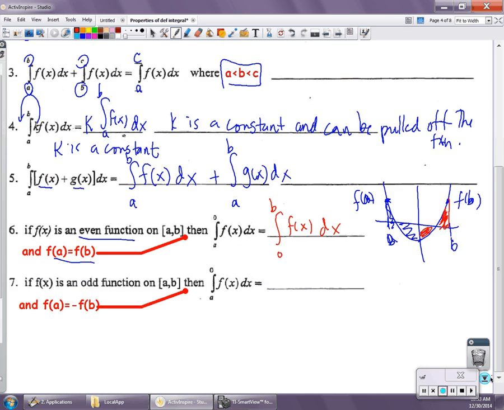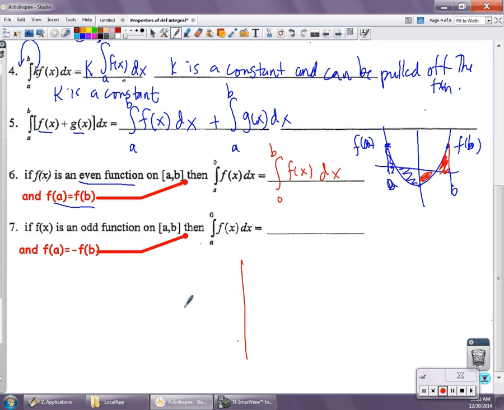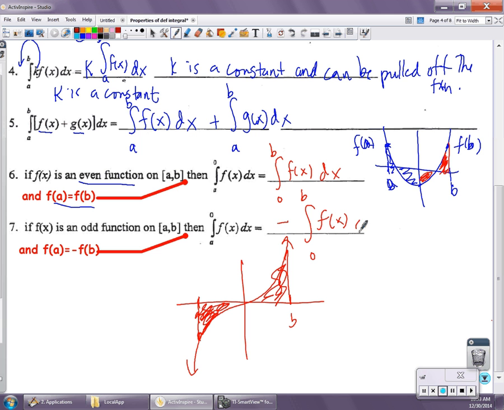Number 7 says now I have an odd function. So our most famous odd function is y equals x cubed, something sort of like that. We're going to call this a, and we're going to call this b, and these are partner points. So f of a and f of b. Notice that these areas are not equal to each other, but they're opposites of each other. So the area from a to 0 is equal to the opposite of the area from 0 to b of f of x dx. And all you have to do to verify that is to sketch a graph of an even function or an odd function.